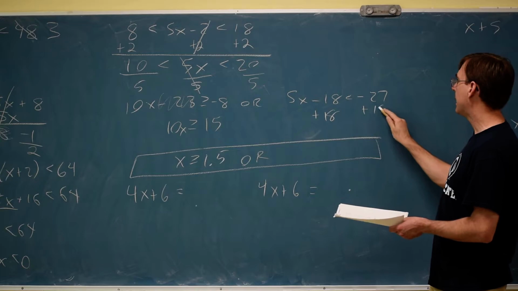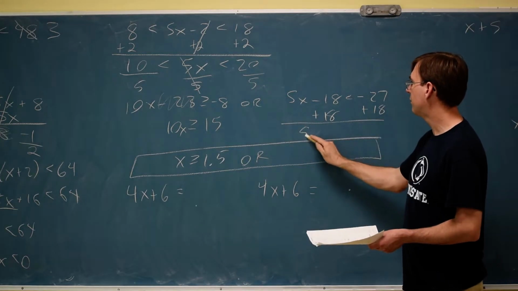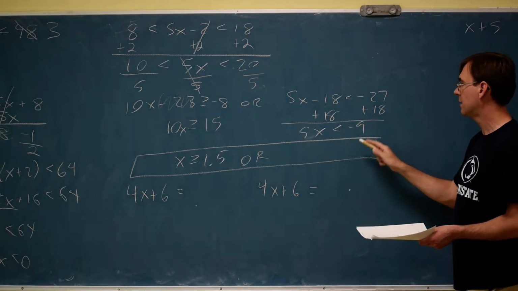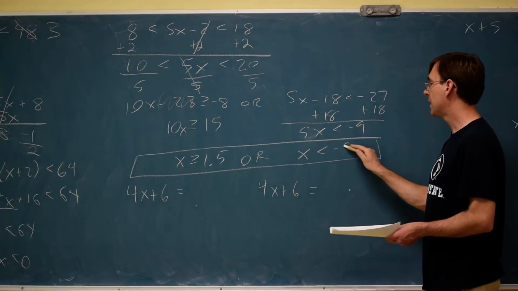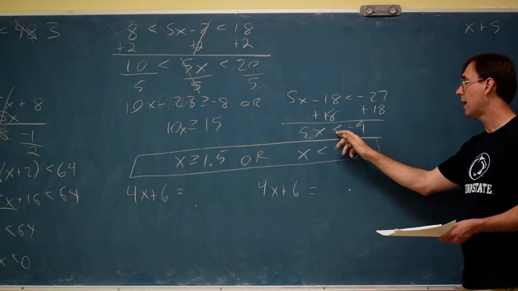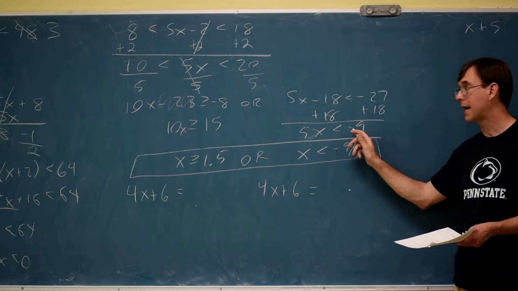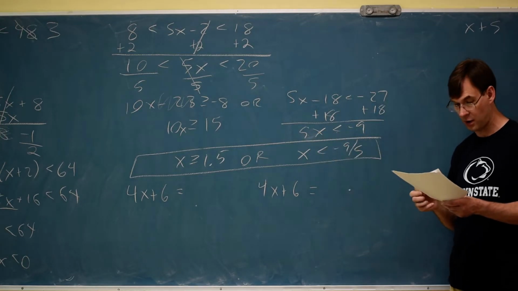Over here we'd add 18s, so 5x less than a -9. Dividing by 5 does not turn that sign. Even though there is a negative, it has to be a negative with the variable to do the turn.